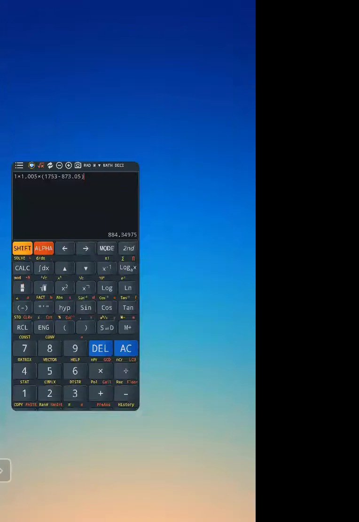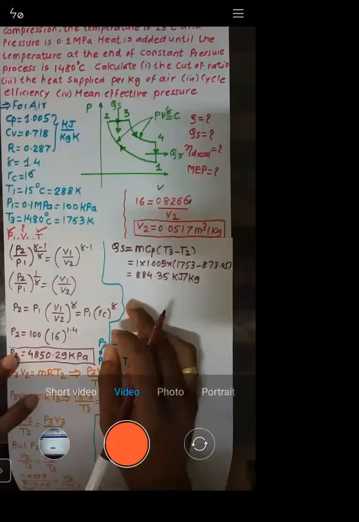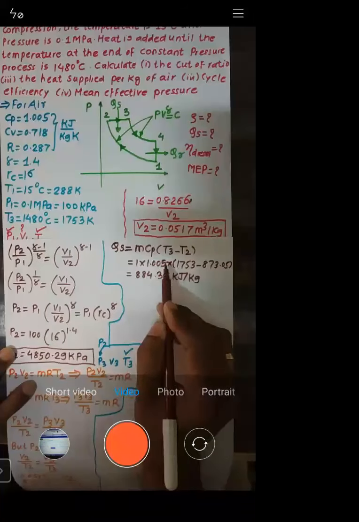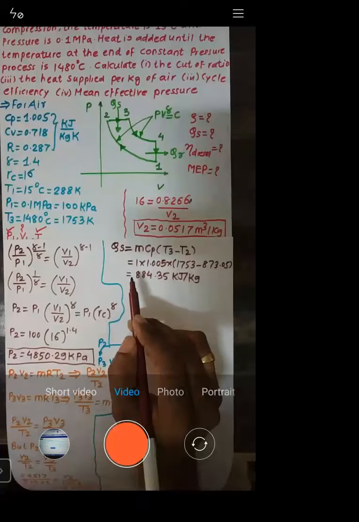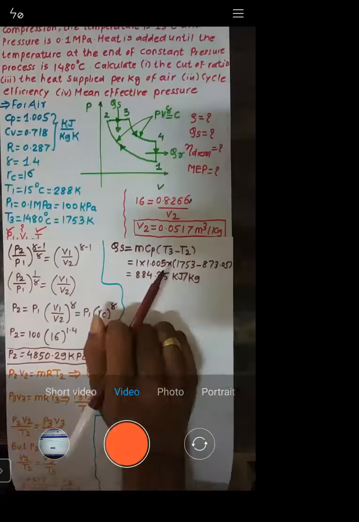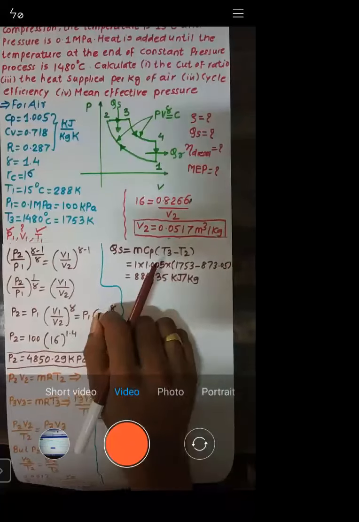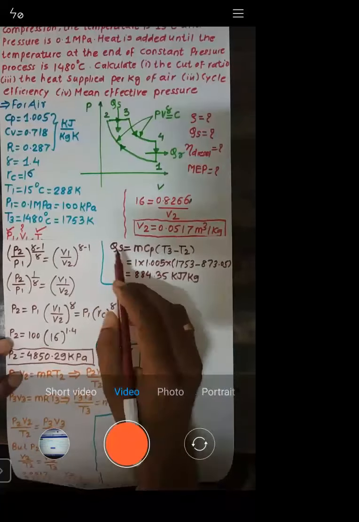The reason is this Cp is in kilojoule per kg Kelvin, multiplied by Kelvin. So it's kilojoule per kg. So this is the amount of heat supplied that we want.